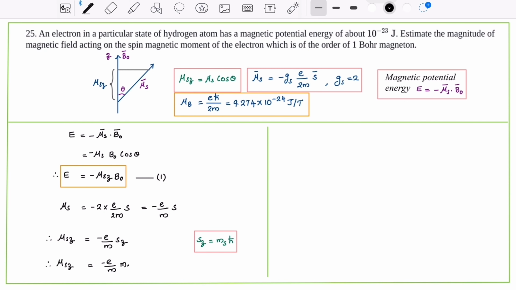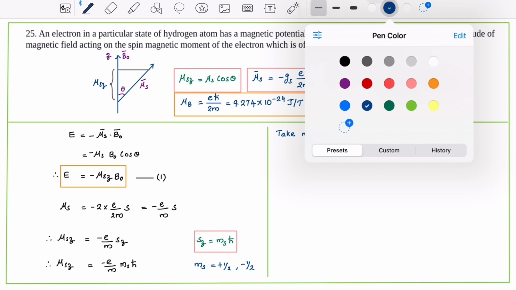Now, what is mu s z then? It is minus e by m into m s h cross. m s can have plus half or minus half. Now, in the case of hydrogen atom, there is only one electron. So, for convenience, take m s equal to plus half.